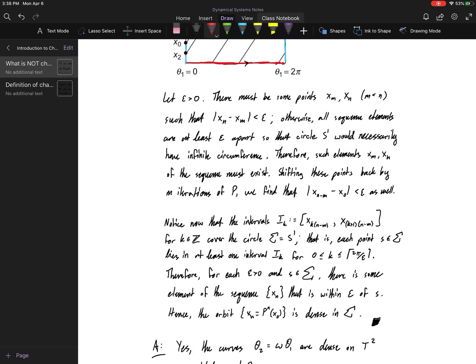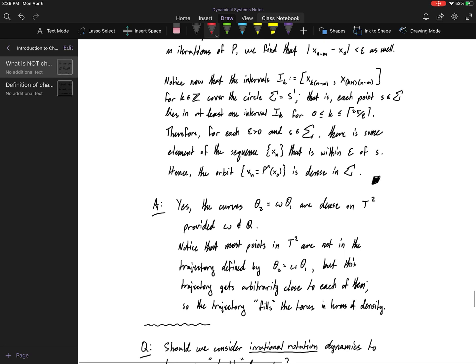So that means that the orbit here, x_n, or the Poincare orbit, is dense. We can get arbitrarily close to any element on the circle via this Poincare map, or some sequence based on whatever initial condition x0 we wanted.